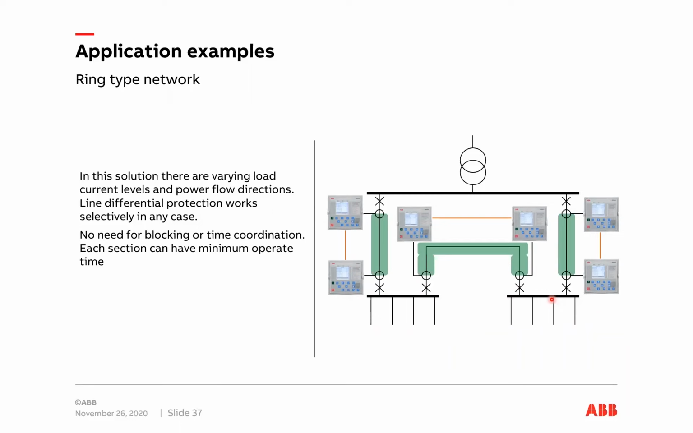This can of course also be built with directional current protection. But that will be much more complicated because you might need to consider some time coordination and also some blocking between the overcurrent relays. So it quickly gets quite complicated. And also in any case, line differential protection will operate faster than with the directional overcurrent approach.